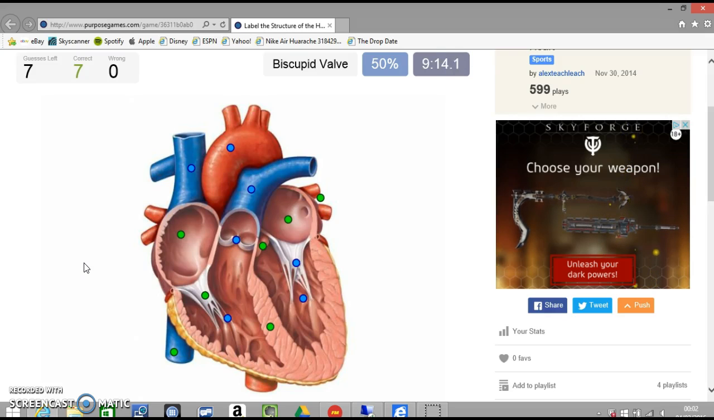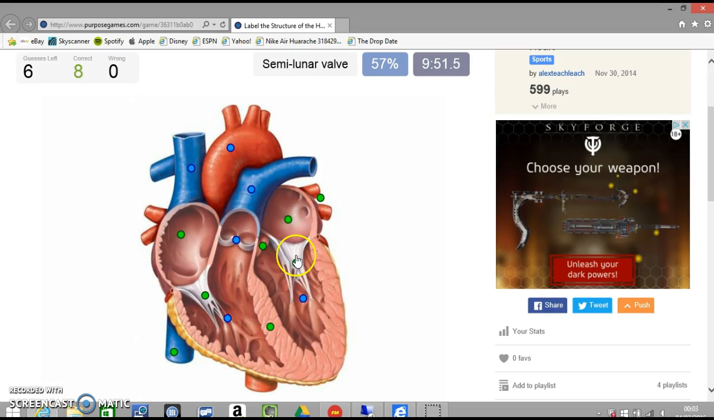Next is the bicuspid valve, which is located here. The place of it is between the left atrium and the left ventricle, and it allows blood to only flow one way. So basically, it just prevents backflow, so the blood can't go in the same direction where it's just been. We really need this valve to survive, I suppose.